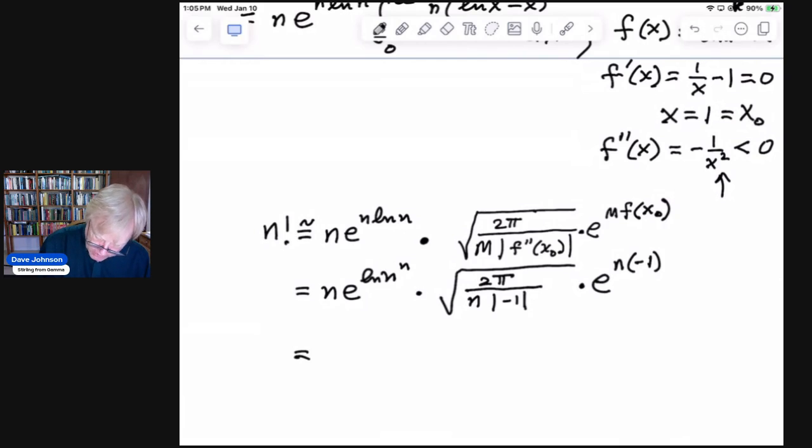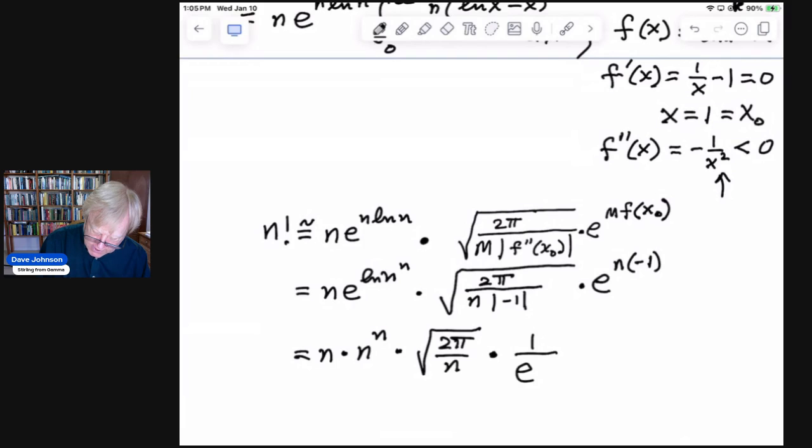So we can write this as n times, now the e raised to the ln of n to the n is just n to the n. And we have the square root of 2 pi over n, and then 1 over e to the n. Or we could write that as e to the negative n. That's probably the better way to write it. Let's do that. So e to the negative n.